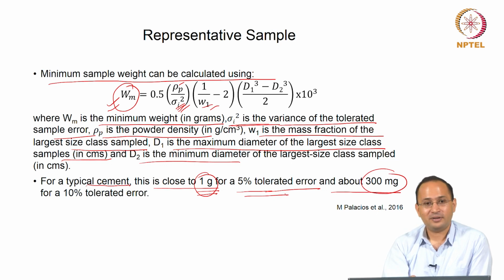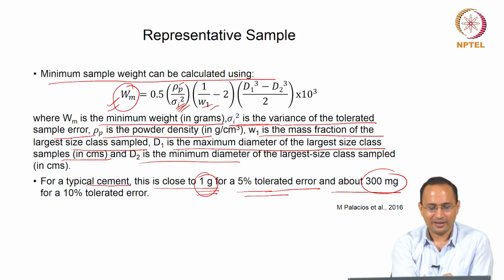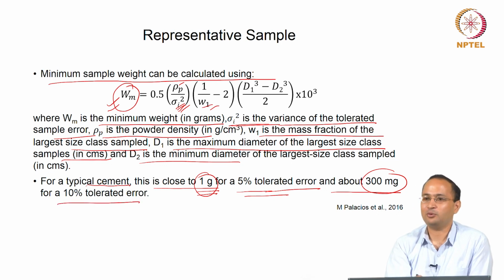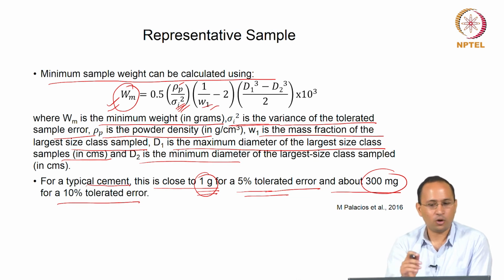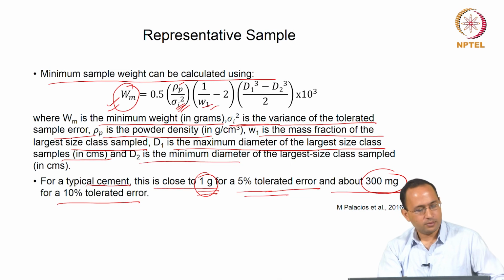If you decide to take only 300 milligrams, then your tolerated error will go up to 10%. That is a simple example. It will depend on the material you are working with. You can't just assume that you will use the same amount for different materials. It depends on these factors. We are not going into detail, but this can serve as a guide whenever you do sampling.